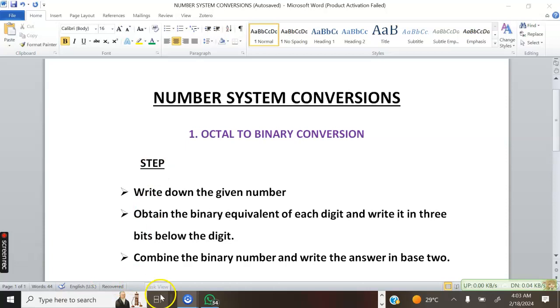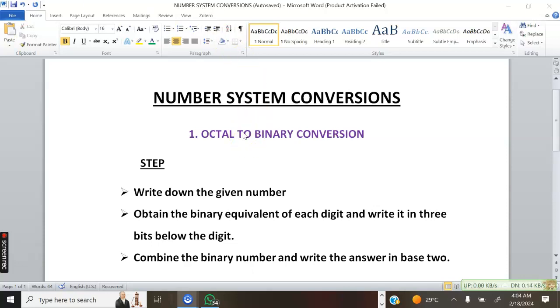And these are the steps. You write down the number, you obtain the binary equivalent of each digit, and you write it in 3 bits below the digits. And lastly, you combine the binary number and you write the answer in base 2.